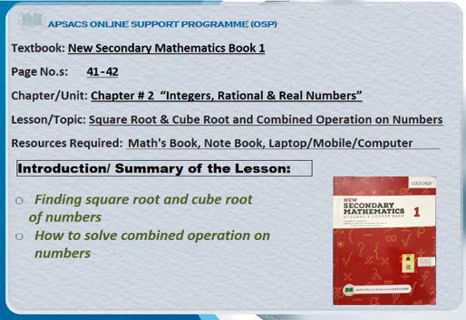Textbook New Secondary Mathematics Book 1, page number 41 till 42, Chapter 2 Integers, Rational and Real Numbers. Topics are square root and cube root and combined operation on numbers. This is the same topic which we have learned in OSP round 2. Resources required: math book, notebook, laptop, mobile and computer. Summary of the lesson is finding square root and cube root of numbers, how to solve combined operation on numbers.